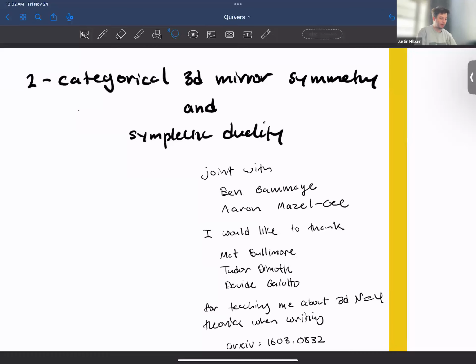So this is joint work with Ben Gammage and also Aaron Mazel-Gee, although he wasn't involved in the most recent paper. And I'd also really like to thank Matt Bullimore, Tudor Dimofte, and Davide Gaiotto, because back when I was writing my very first physicsy paper, in return for me teaching them about symplectic duality, they taught me everything I know about 3D N equals 4 theories. None of this really would have been possible without them, so I would just like to thank them for that.